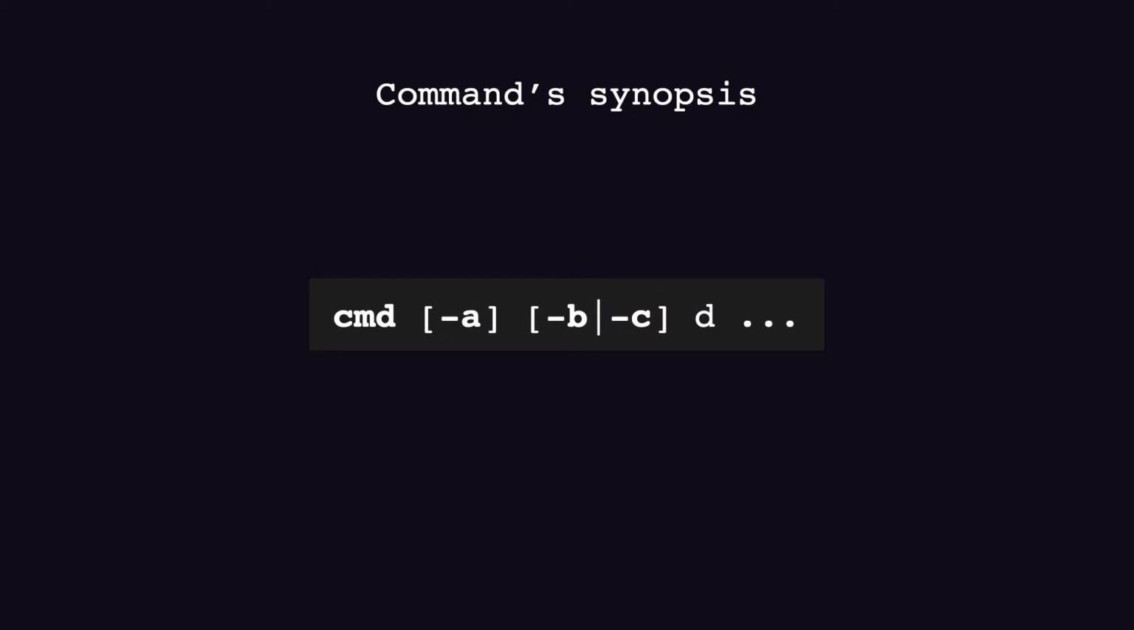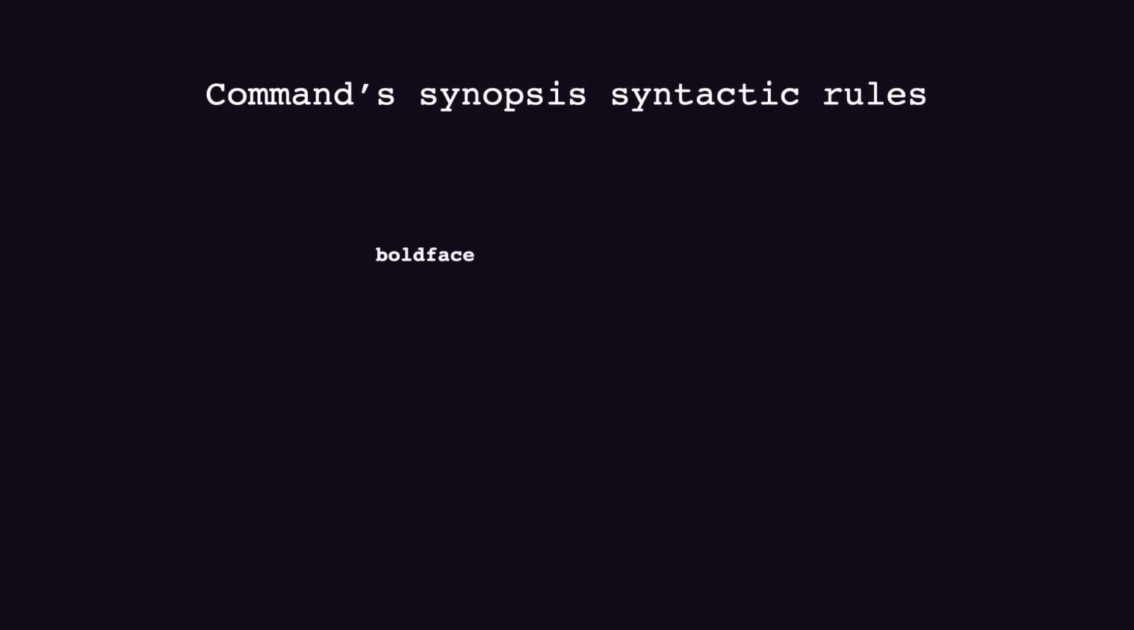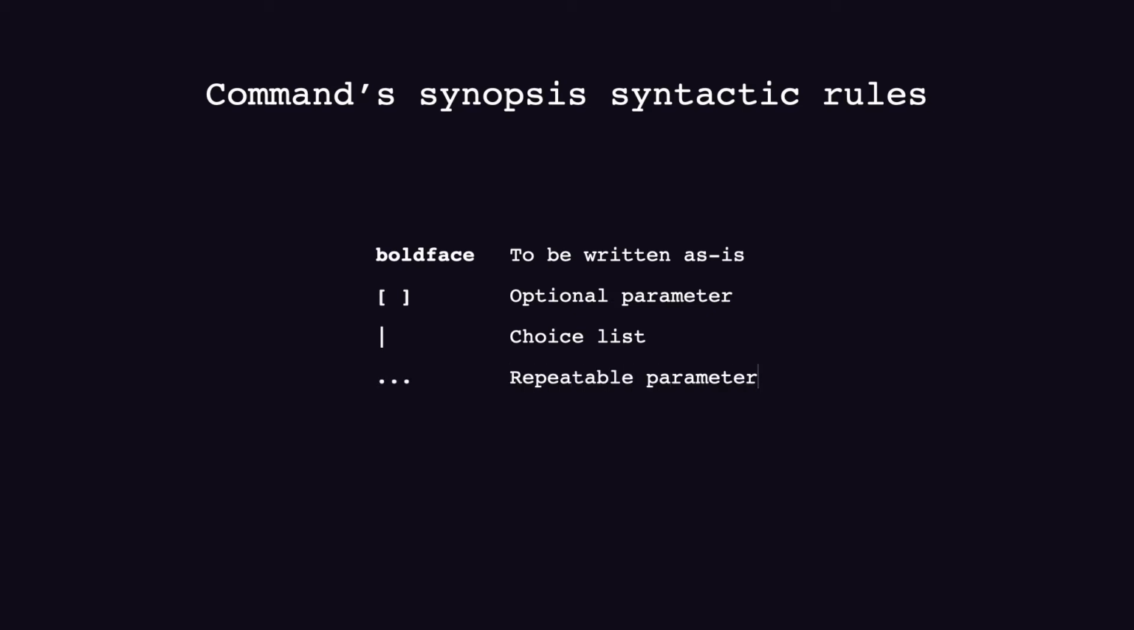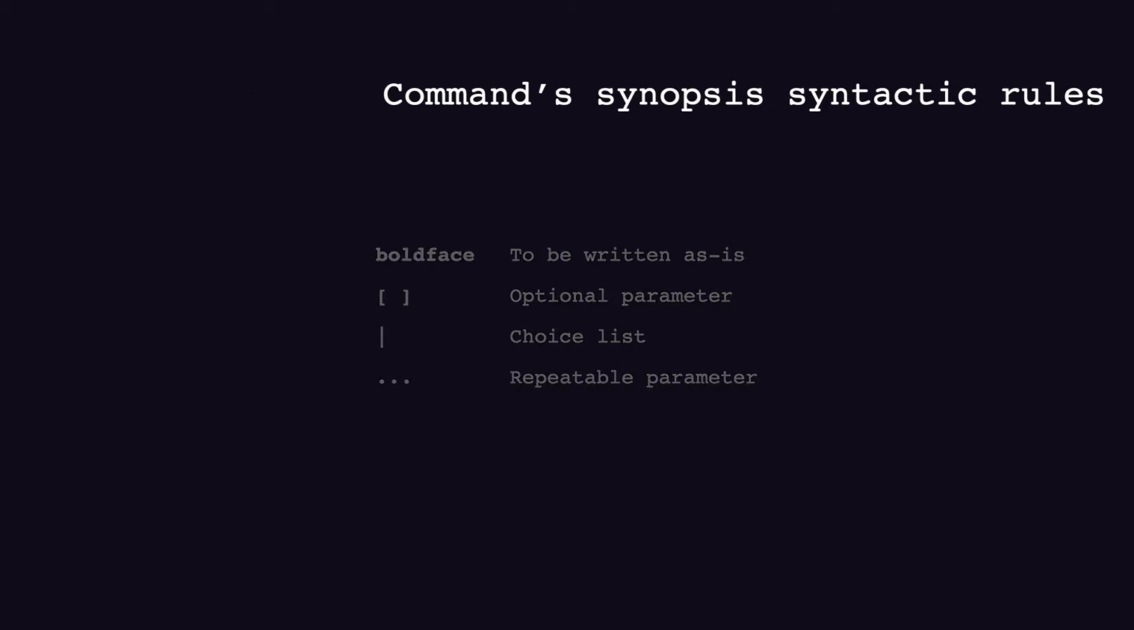So here are the 4 general rules on how to decipher this expression. Boldface indicates that the text must be written as is. Brackets indicate that the content is optional. Vertical bars indicate a choice list. And ellipses indicate a repeatable parameter. Let's use the echo command synopsis as a first example.